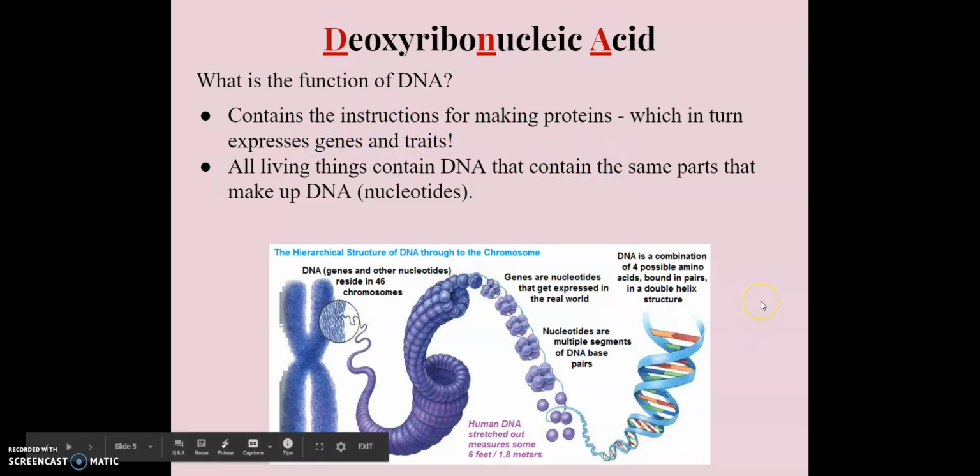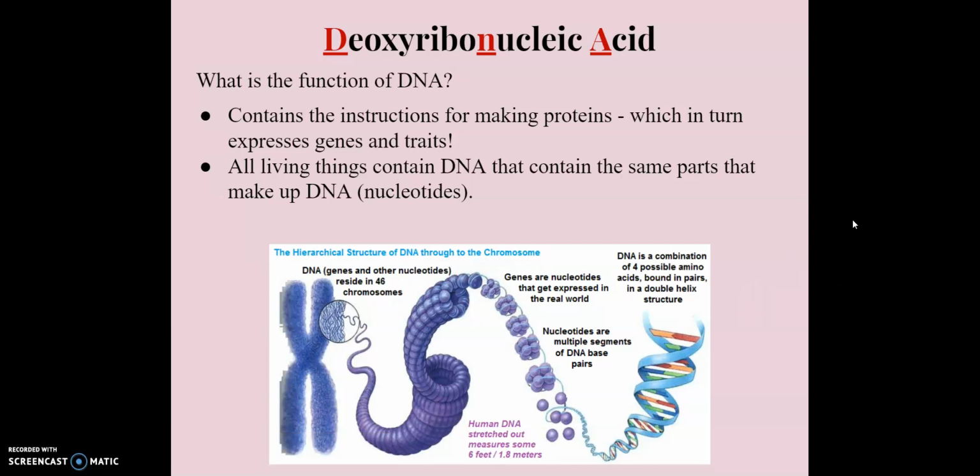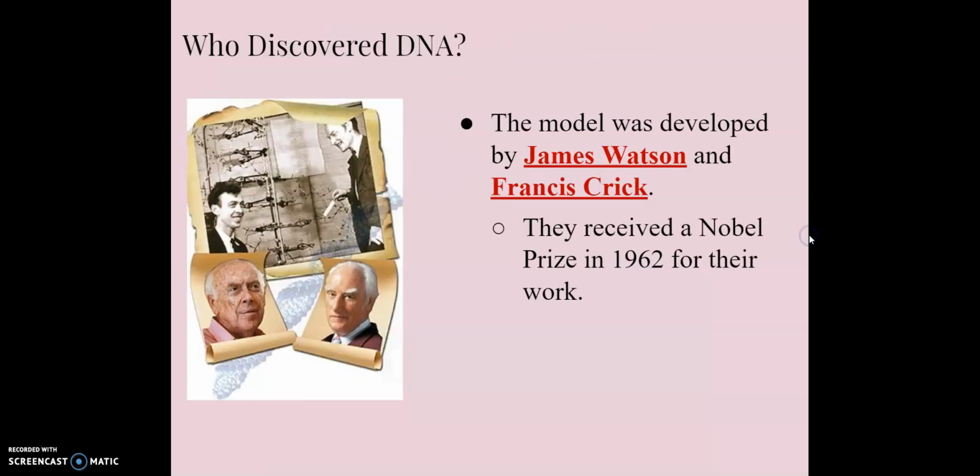We know that all living things contain DNA, and they also contain the same parts that make up DNA. So if you remember those nucleotides from our first unit, all living things have some sort of DNA made up of nucleotides. Now, the order of those nucleotides is going to be different depending on the living organism, but they all contain those basic parts.